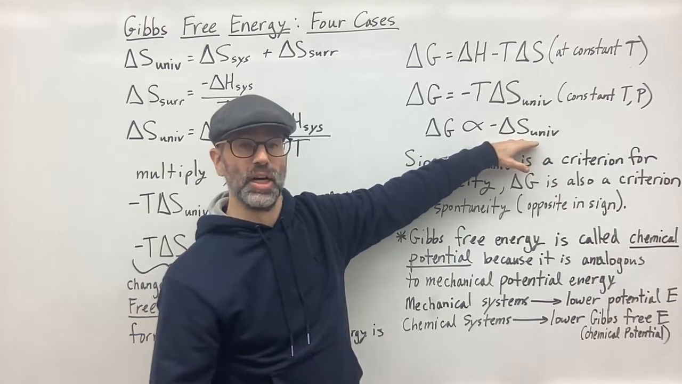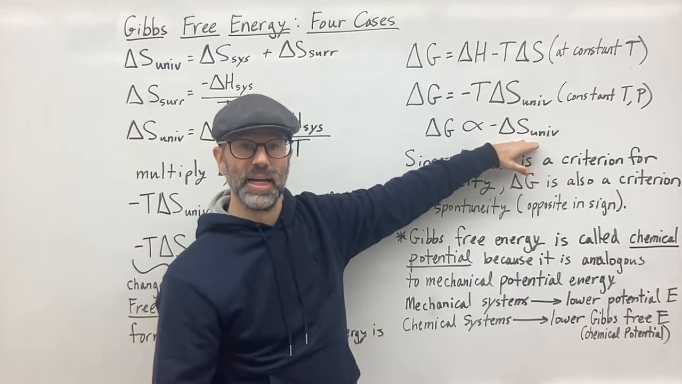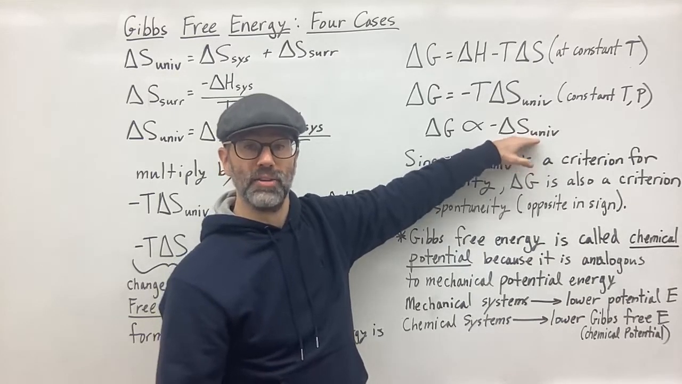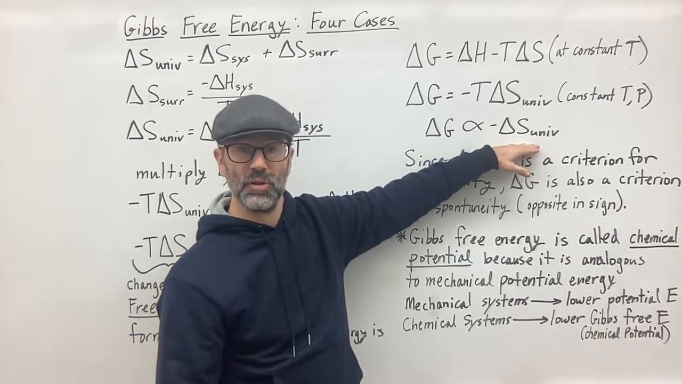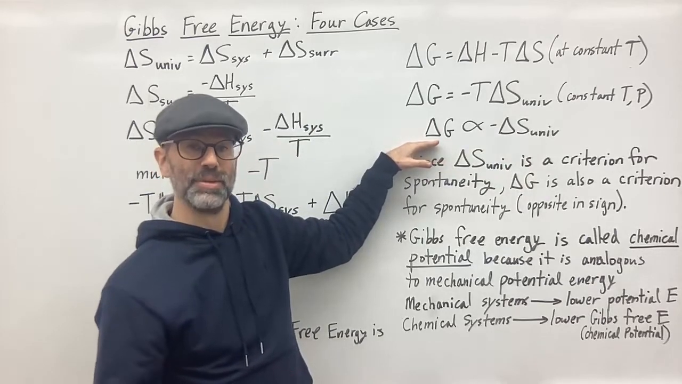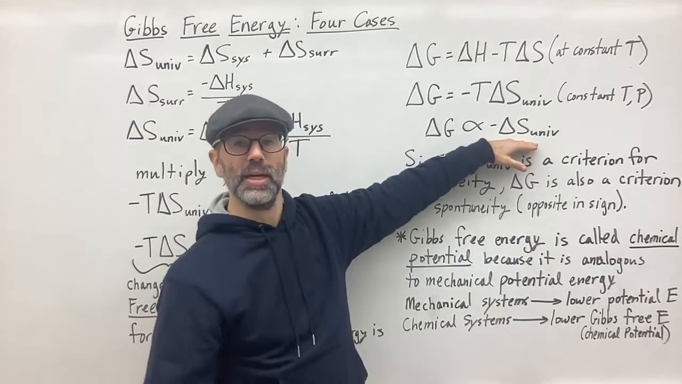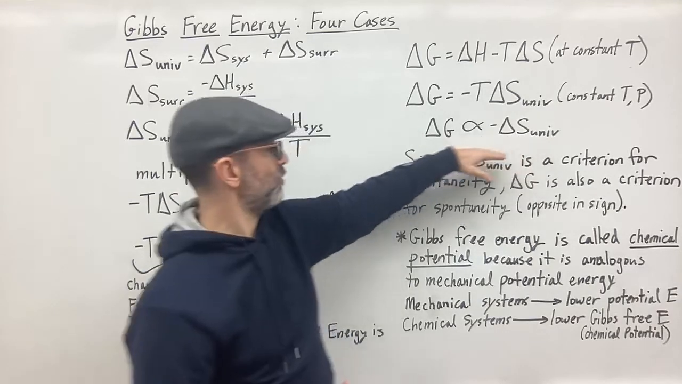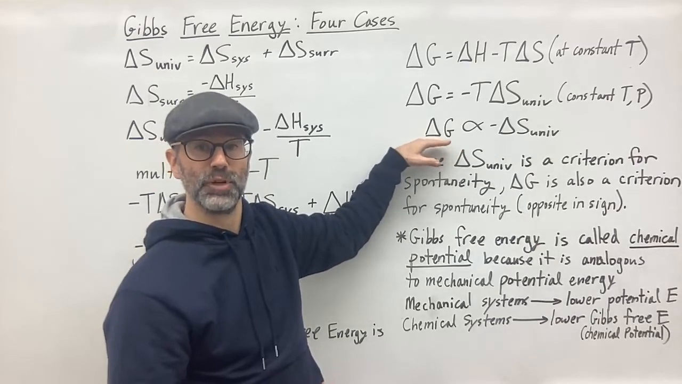It's a criterion of whether or not a process is going to be spontaneous. So remember, we want this to be positive. So we want an increase in entropy in the universe. This is proportional to the Gibbs free energy, except it's opposite in sign. So we want an increase in the entropy of the universe, which leads us to a decrease. We want a decrease in Gibbs free energy.